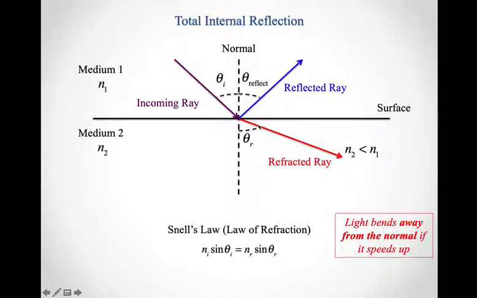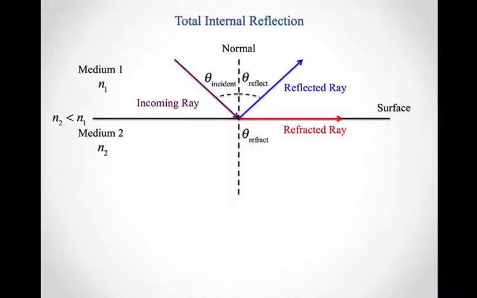At some point, if that ray is going to continue to be transmitted through into the second medium, there's only so far that I can let that ray bend away. So there is a limit to what theta r, that refracted angle, can be. And that's given by what's known as the critical angle. This only occurs when the second medium has a lower index of refraction than the first medium, and so the refracted ray is going to bend away from the normal.